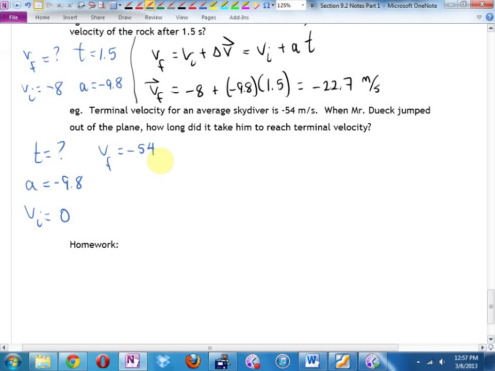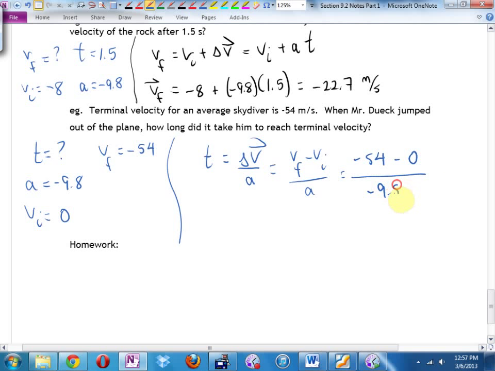How long was I in free fall for before I hit terminal velocity? I need an equation that has the t by itself. Which one? Change in velocity over acceleration, where change in anything is what? Final, yes. My final velocity, negative 54, minus my initial velocity, which was 0, divided by negative 9.8. How long did I free fall for before I stopped speeding up?